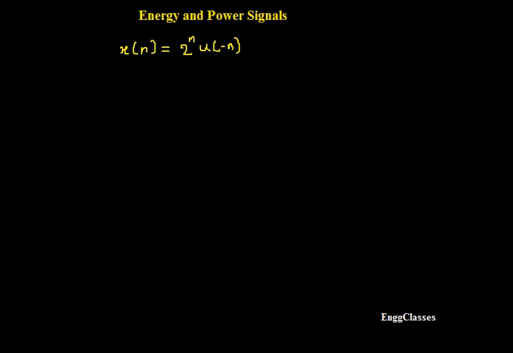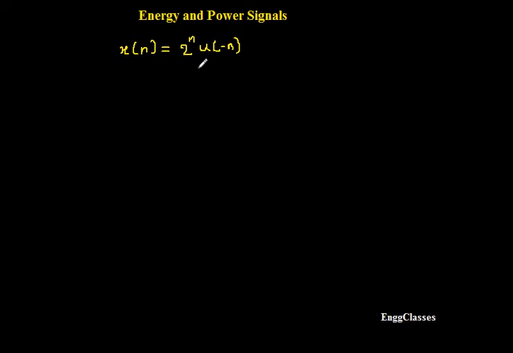In this video we'll consider the concept of energy and power signals, and in that we'll consider one simple numerical, and the task is to determine is this signal energy or power, and later we need to find its respective energy or power. So the given signal x of n is equal to 2 to the power n u of minus n. So the task is: is it an energy or power signal? So how do I determine that?